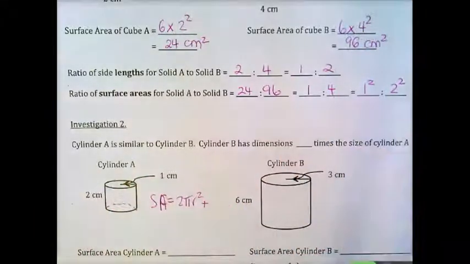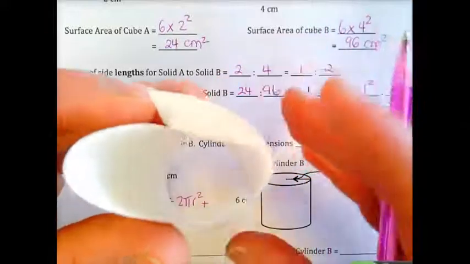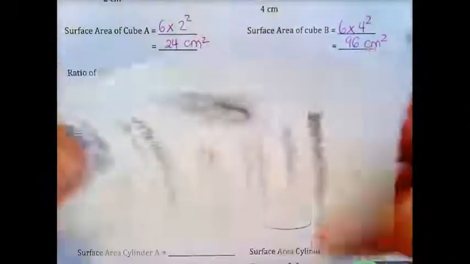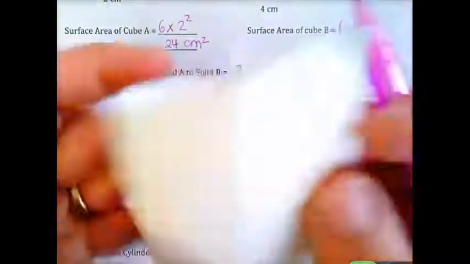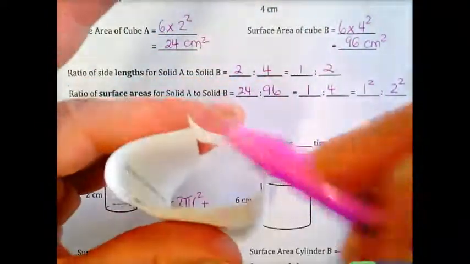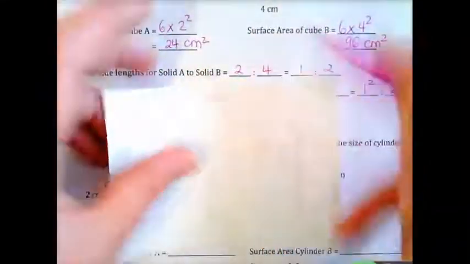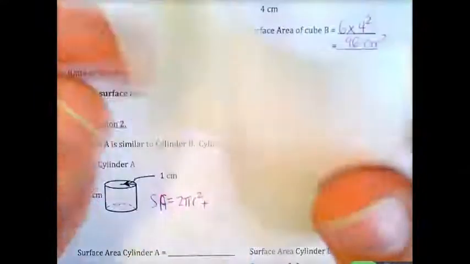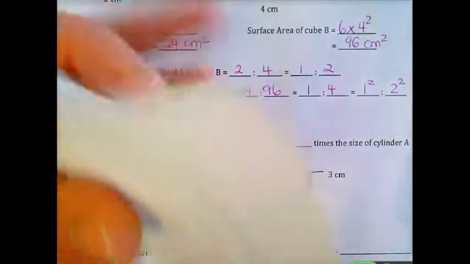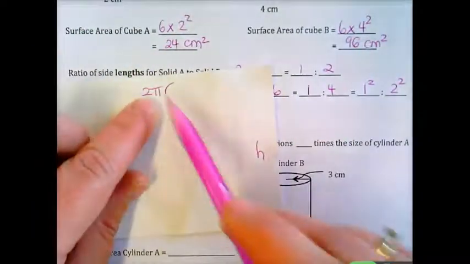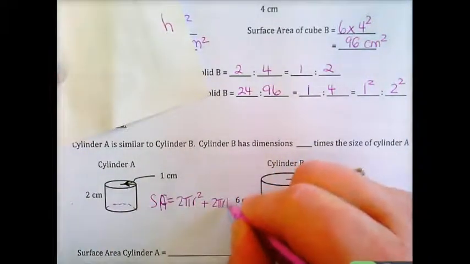See, girls, if you just look here, do you remember it? If this is a circle up here, what's this length up here called? Circumference. This is 2 pi r. And this is my cylinder, and that's the height down there. So it's 2 pi r h. So it's 2 pi r squared plus 2 pi r h.